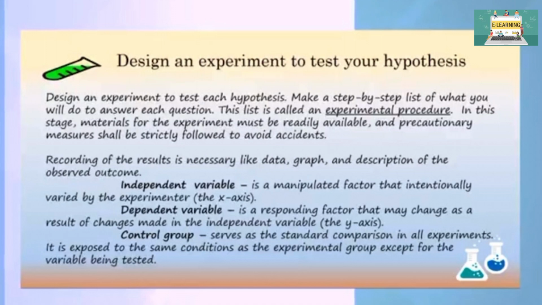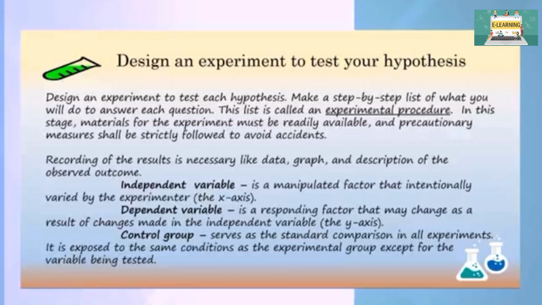In designing an experiment to test your hypothesis, you should make a step-by-step list of what you will do to answer each question. This list is called an experimental procedure. In this stage, materials for the experiment must be readily available, and precautionary measures shall be strictly followed to avoid accidents. Recording of the result is necessary, like data, graph, and description of the observed outcome.